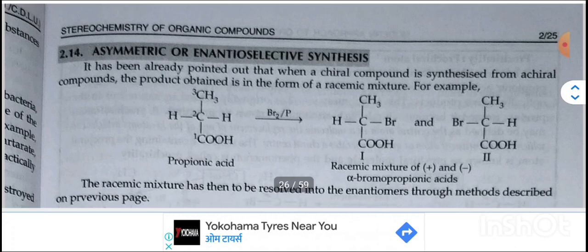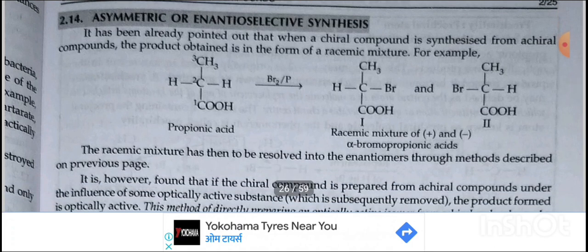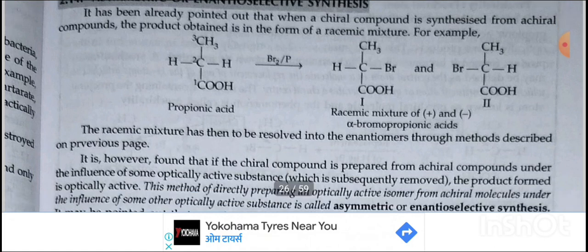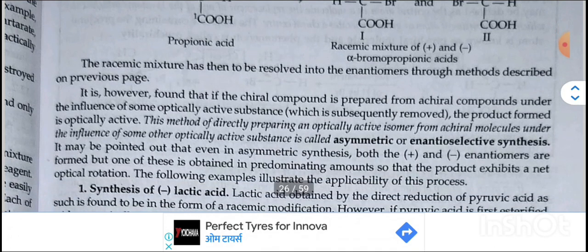Asymmetric or enantioselective synthesis. It has already been pointed out that when a chiral compound is synthesized from an achiral compound, the product is obtained in the form of a racemic mixture. For example, the racemic mixture has then to be resolved into enantiomers through the methods described previously. It is, however, found that if the chiral compound is prepared from achiral compounds under the influence of some optically active substance which is subsequently removed, the product formed is optically active.